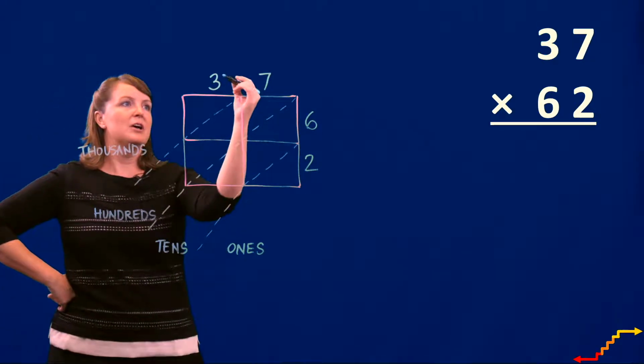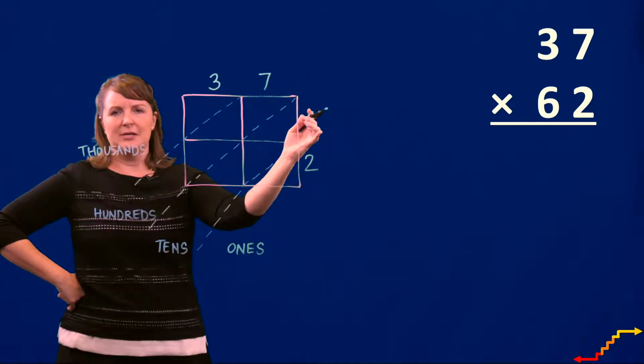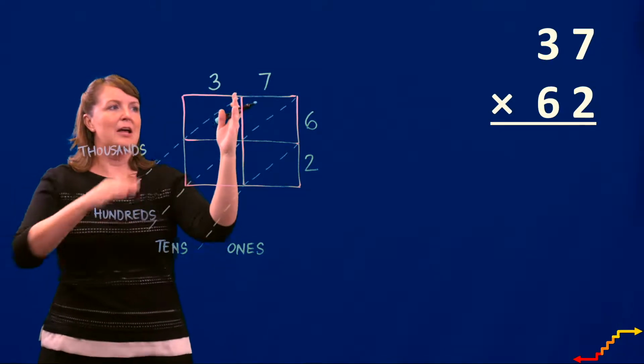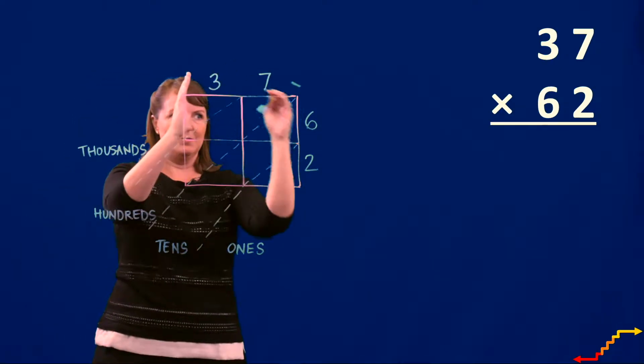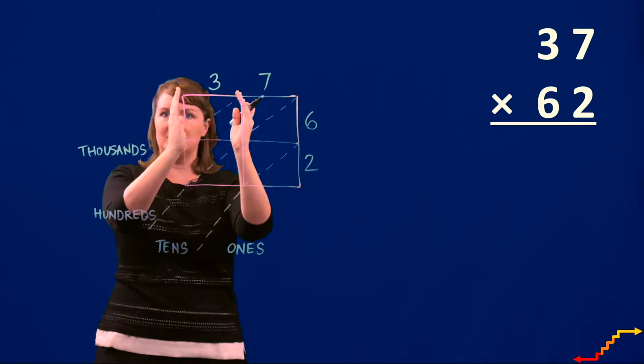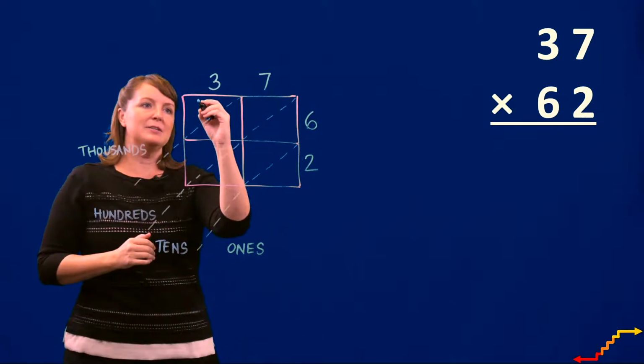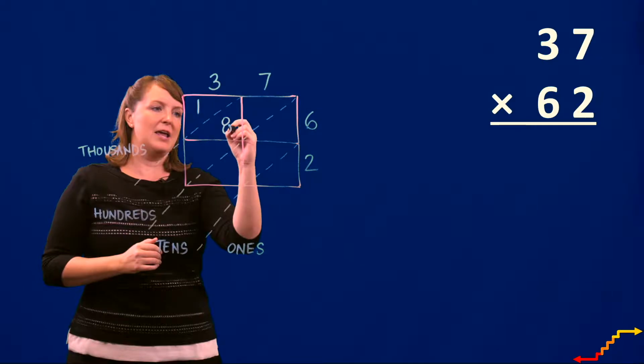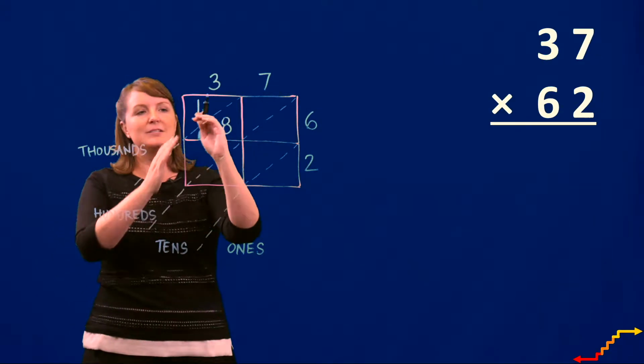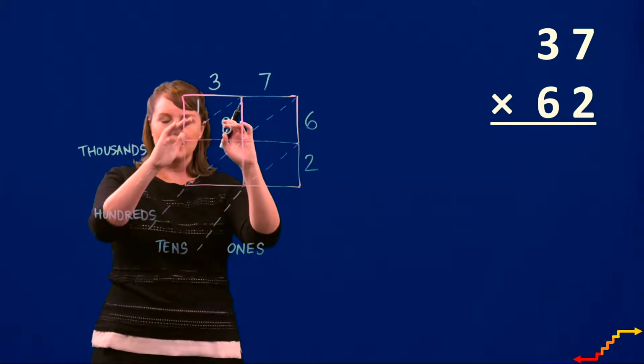I'm going to just start here. 3 times 6. Well, 3 times 6 is 18. The product to this multiplication right there is going to go in this rectangle right here. So that is 18, which is 1 ten and 8 ones. So basically your tens kind of go above the lattice and your ones go below the lattice.